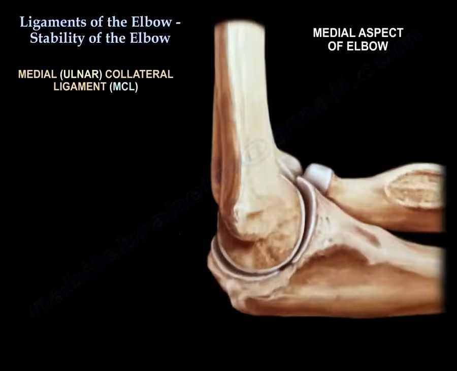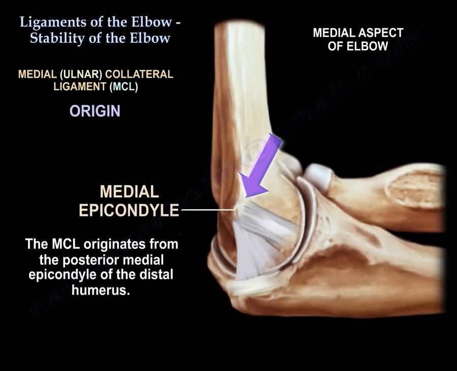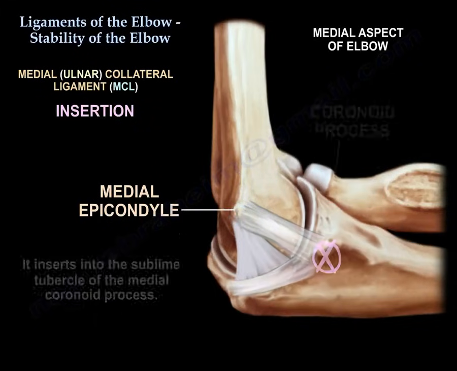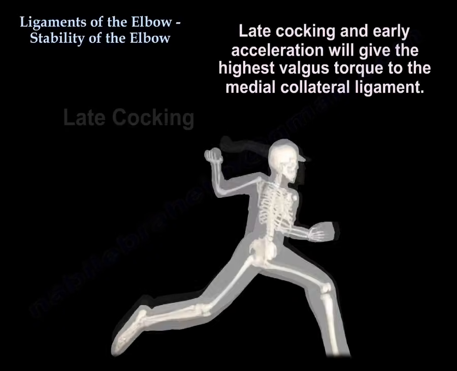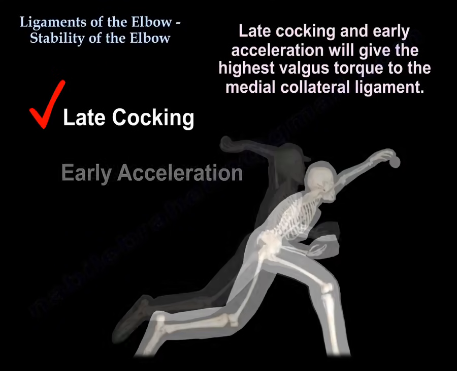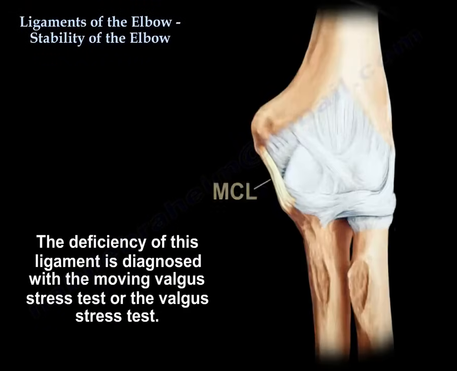The MCL originates from the posterior medial epicondyle of the distal humerus. It inserts into the sublime tubercle of the medial coronoid process. Late cocking and early acceleration will give the highest valgus torque to the medial collateral ligament. Deficiency of this ligament is diagnosed with the moving valgus stress test or the valgus stress test.